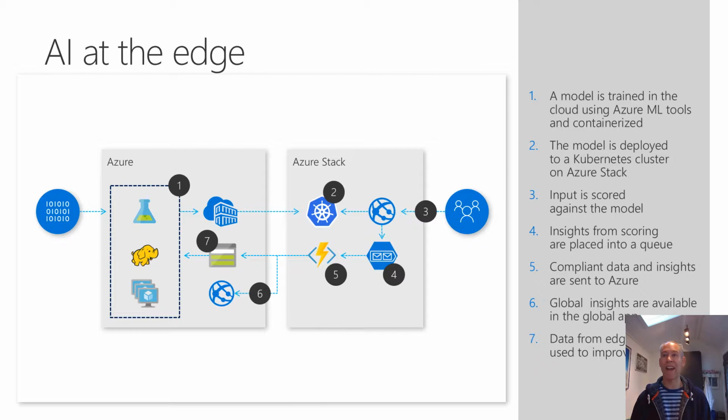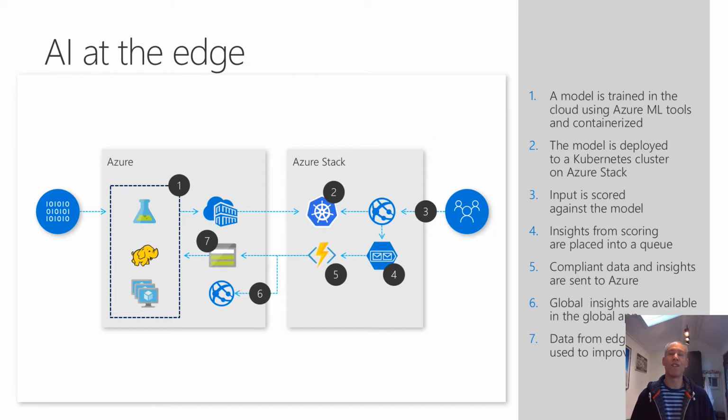That queue is accessed, and any insights that are compliant, so any data that you will allow to be exported back to the public cloud, can either right away or later, when the Azure Stack is reconnected, be sent back up to the Azure interface where global insights are available, and then more training can happen on that machine learning model, and it's a virtuous cycle that can then be added back to Azure Stack.